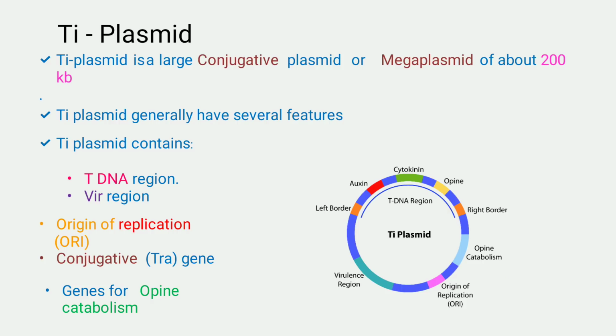This Ti plasmid you can see in the diagram, right? It's a large conjugative plasmid, a megaplasmid of 200 kilobase pairs. It has various features like the tDNA region, Vir region, origin of replication, conjugative genes, and genes for opine catabolism. Right. So let me deal with each feature.